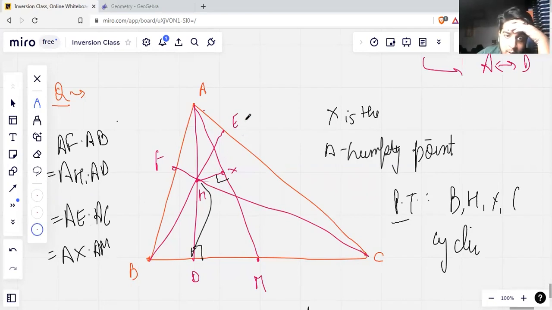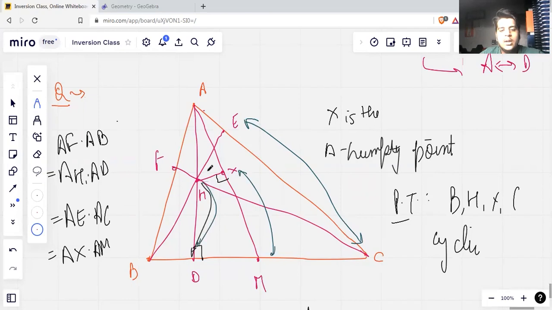which means E goes to C, X goes to M, and vice versa, of course. H goes to D, and F goes to B. Everything goes to each other. It's very nice. You can see that every point we have goes to some other point already existing.